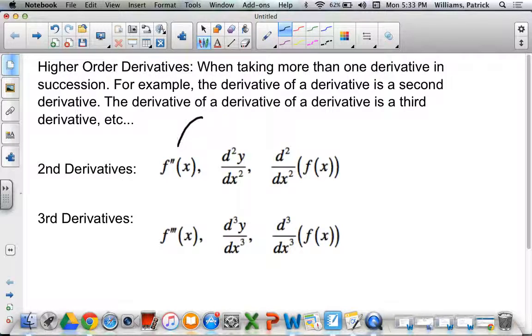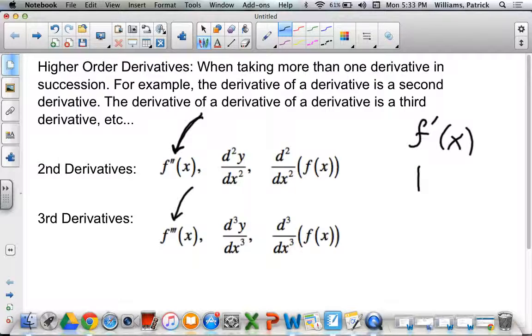So notice that in the language, when we describe a second derivative, we have two primes. So instead of a first derivative, which looked like f prime of x, we now have a second derivative that again has those two primes in there. In a third derivative, we have three primes.